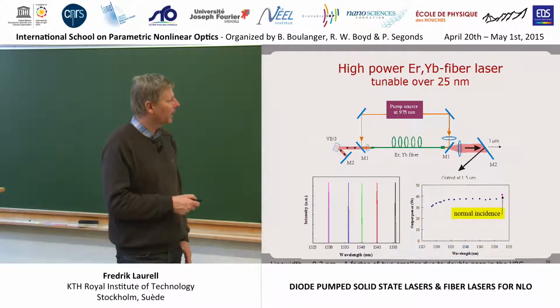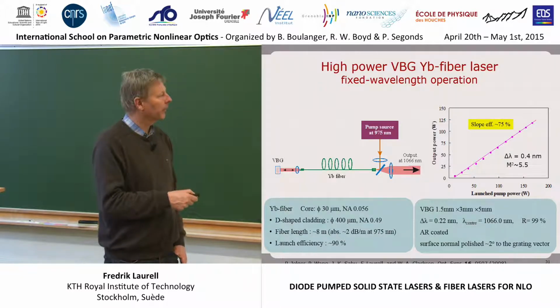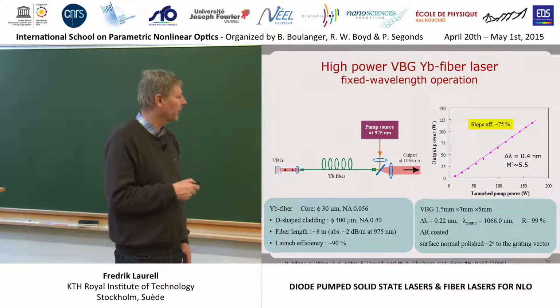Okay, and then we did also the tuning. And then we did ytterbium fibers, and it's much easier because of the high gain here. VBG on one end, and then just one pump source. And we have a slope efficiency of 75% and no roll-off of this laser. The same dimensions essentially on the core here, so it's not best beam quality.